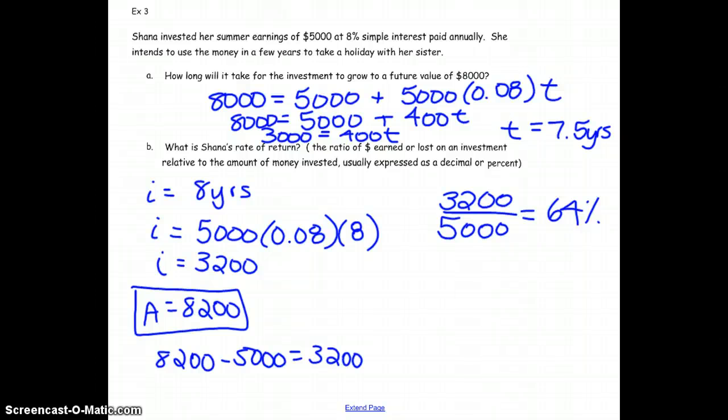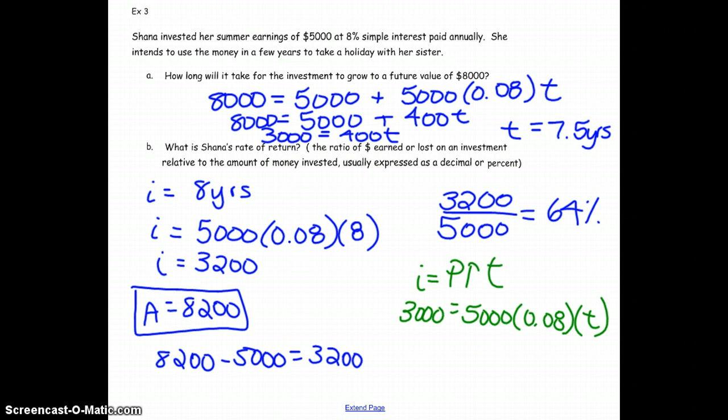Now we did come up with another way last time where you could have actually used your interest formula. And what could you have put in for interest to also figure this out? So we could have used 3,000 for interest times your principal times your rate times your time, and this would have also given you 7.5 years.